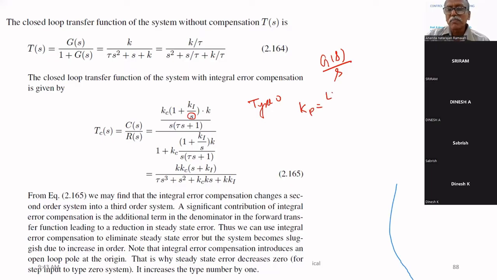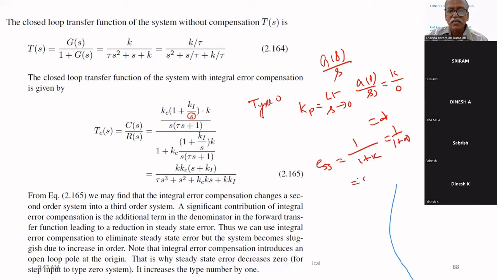Kp equals limit s tends to 0, G of s upon s. It is a type 0 system. That's why Kp is 0 and Kv is infinity. Therefore, steady state error equals 1 upon 1 plus K, that is 1 upon 1 plus infinity, which is equal to 0. So, because of the introduction of this integrator in the forward path, the steady state error will be removed.